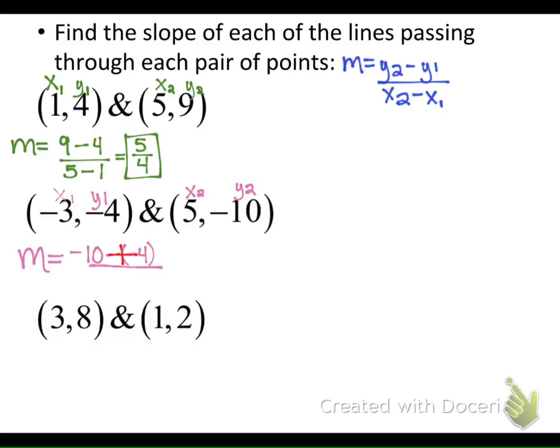Now my bottom, what do I substitute for Y2? 5. What's my operation sign? Subtract. Then what do I substitute for X1? -3. Again, do I have the same signs touching, right next to each other? Yes. So I change it to a positive. So now I solve. So what's -10 plus 4? -6. Okay? Then what's 5 plus 3?